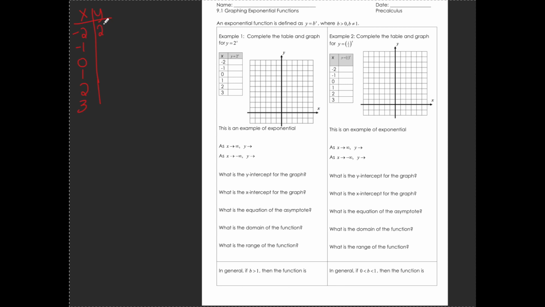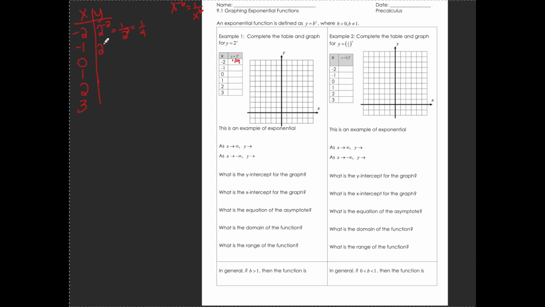For 2 to the negative 2, remember that if I have a number to a negative variable, so say x to the negative b, that's the same thing as 1 over x to the positive b. So that means that I can rewrite 2 to the negative 2 as 1 over 2 to the positive 2, which is 1 over 4. So this guy right here is 1 over 4.